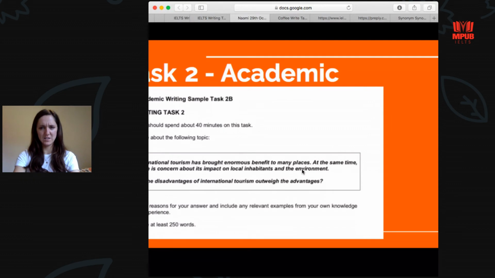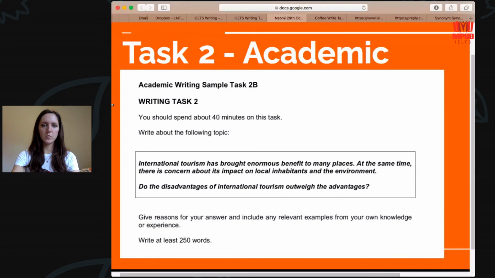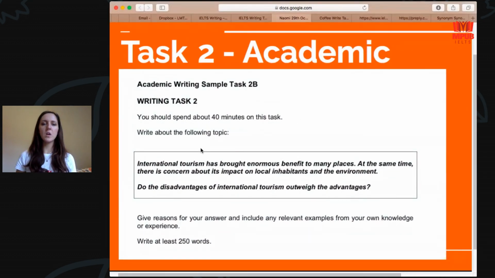What do we have to do on writing task 2 on the academic? Okay, perfect, nice and big. You should spend about 40 minutes on this, and this is an example of a topic. International tourism has brought enormous benefit to many places. At the same time, there is concern about its impact on local inhabitants and the environment. Do the disadvantages of international tourism outweigh the advantages? Give reasons for your answer and include any relevant examples from your knowledge or experience.